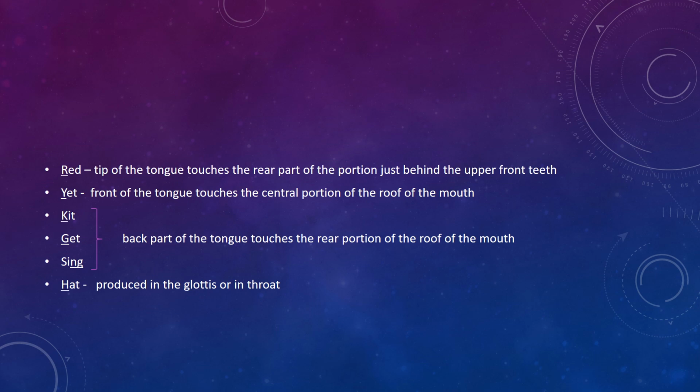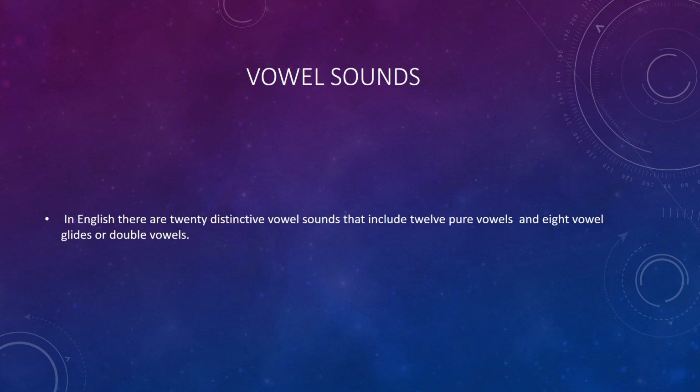K as in kit, g as in get, ng as in sing. For the production of these 3 sounds, the back part of the tongue is touching the rear portion of the roof of the mouth. For the articulation of h as in hat, it is being produced in the glottis or in the throat. So that was all about the consonant sounds.